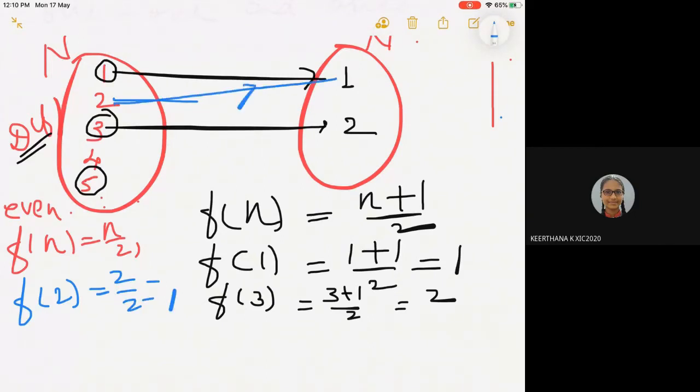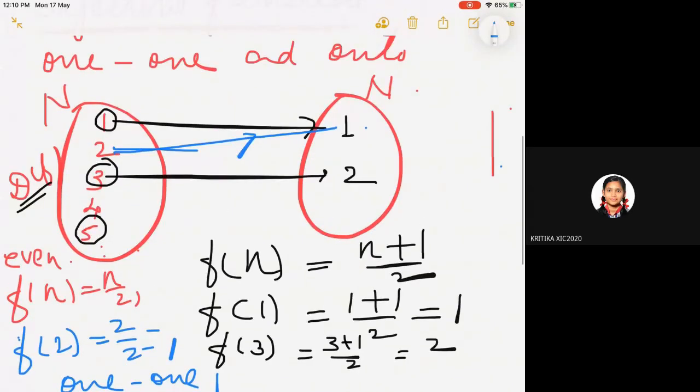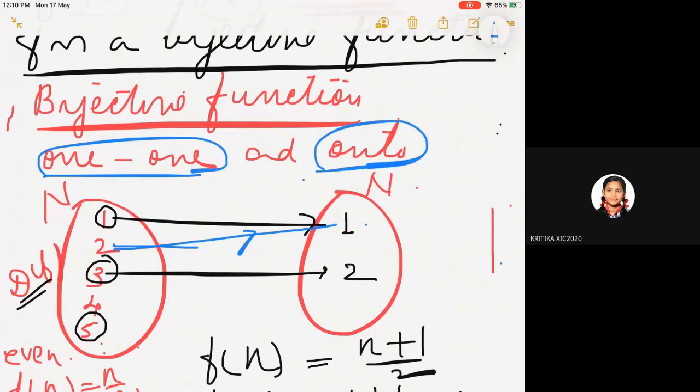So what we get here itself is that the function is what type of function? Among one-one and many-one, which will it be? It will be a many-one function, because many elements of the domain are mapped to the same element 1. So the function is not 1-1. When the function is not 1-1, it is definitely not bijective, because for bijective both conditions should be satisfied. If at least one of the conditions, 1-1 or onto, is not satisfied, we say that it is not a bijective function.